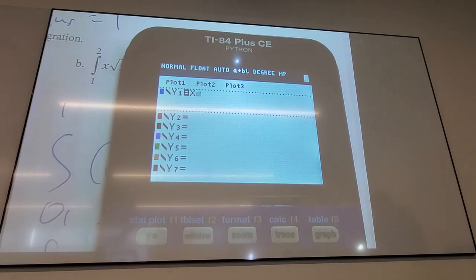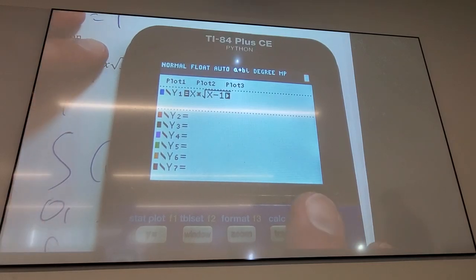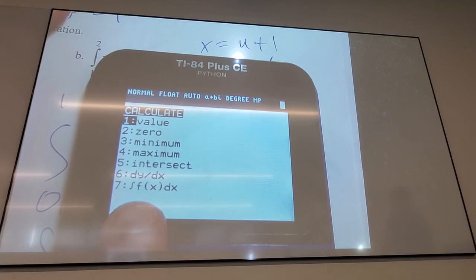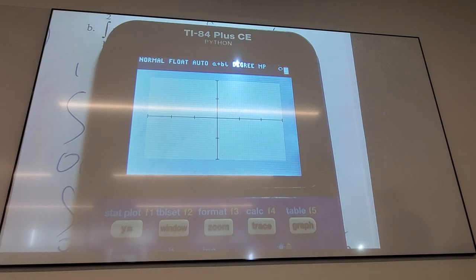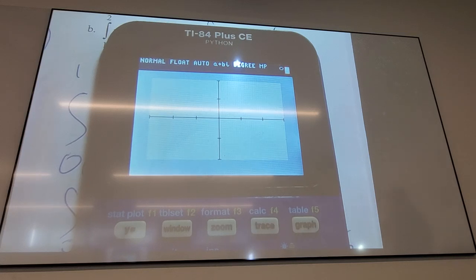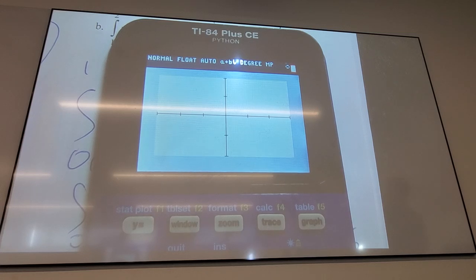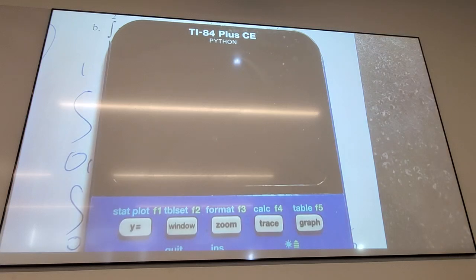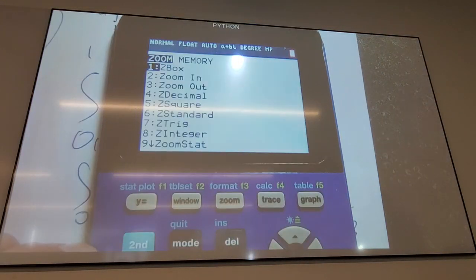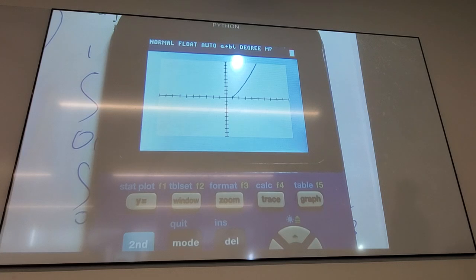So what is it? x times square root of x minus 1, right? Okay. And I want to integrate that. So second calc number 7. Come on, do it before your battery dies. Poor little guy. He's not liking life. That's taking way too long. Oh, I'm in a weird window. Zoom 6. Okay, there we go.